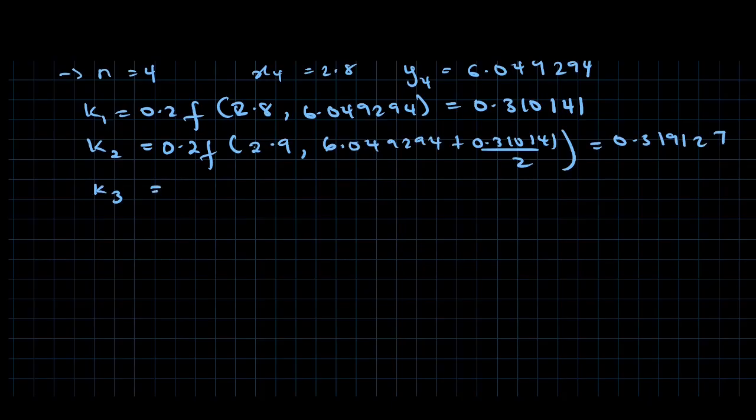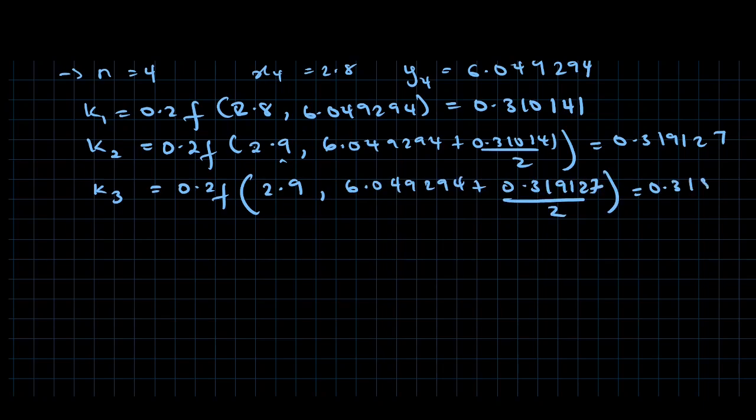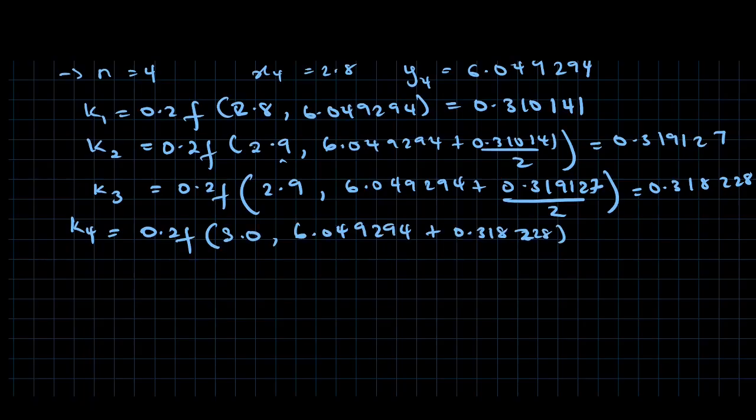This is going to give you 0.319127. K3 is going to be equal to 0.2 f(2.9, ...), the same way I got this. Then y4 plus k2/2. This is going to give you 0.318228. And then for k4, it's going to be equal to 0.2 f(...). It's going to be 2.8 plus h, which is simply 3.0, then y4 plus k3, which is going to give 0.326496.